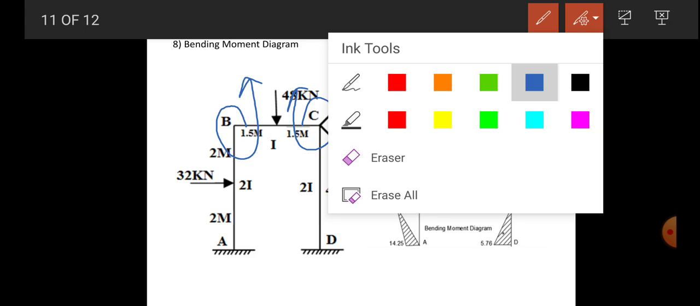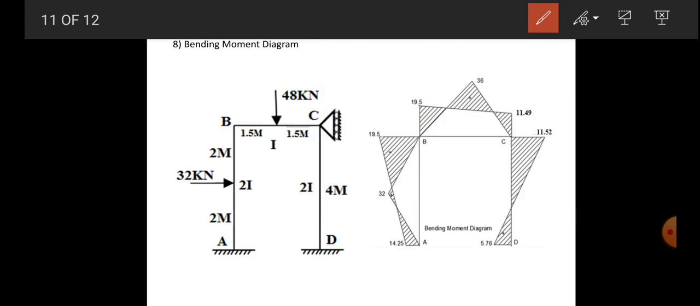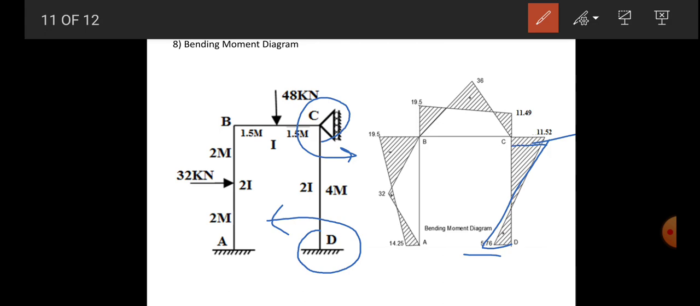Now for the column CD, for C the value is plus 11.52, so rotate in an anti-clockwise direction about C, arrow coming toward the right, so show toward the right. And at D the value is again plus 5.76, so positive side, you have to rotate in an anti-clockwise direction about D, arrow coming toward the left hand side, so you have to show toward the left. By joining you will get the triangular shape. So this is about the end moment diagrams.